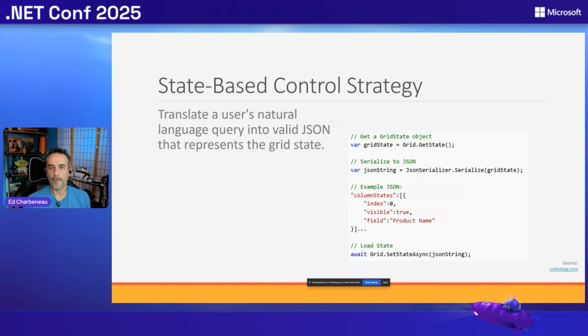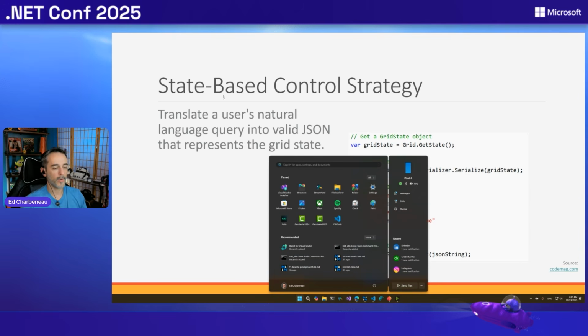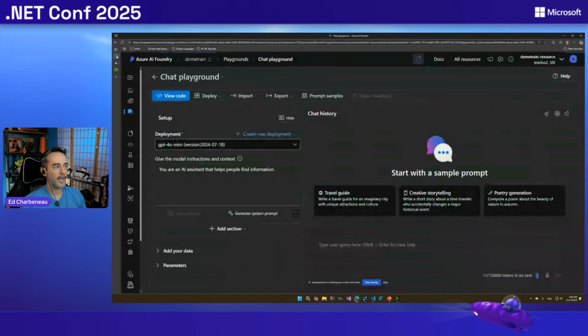So what I came up with was this control-based, state-based strategy. And I'm going to show that to you now. We're going to jump into some demos, but the idea behind it is I'm going to extract the metadata from my UI. I'm going to send that to AI and let users query that metadata and process commands against it. So let's jump over to Azure AI Foundry, and we're going to do a quick and fun demo here.